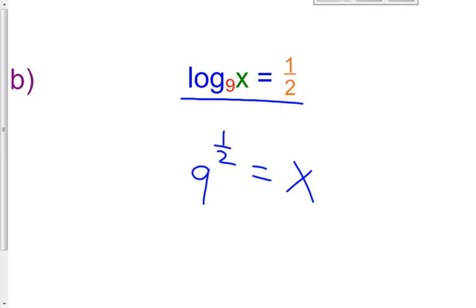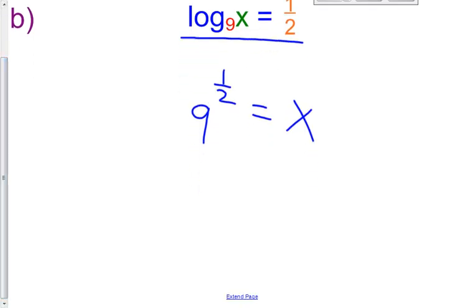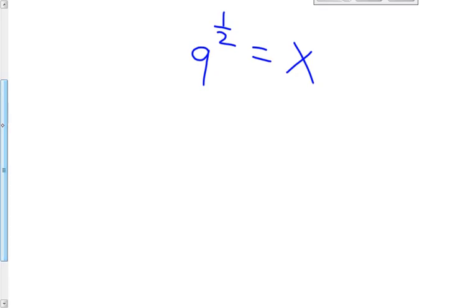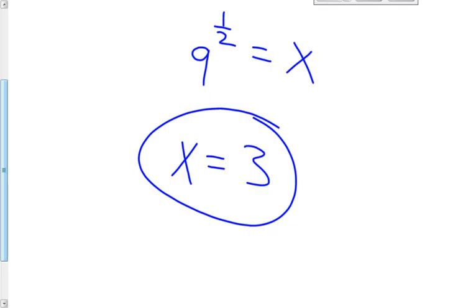Now all we have to do is just raise 9 to the 1/2. You can do this in your calculator, but remember the 1/2 power is the same thing as the square root. So what's the square root of 9? It's 3. So x equals 3 for this one.